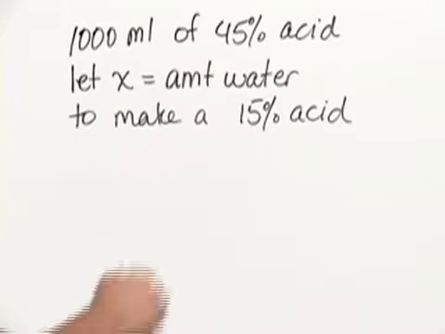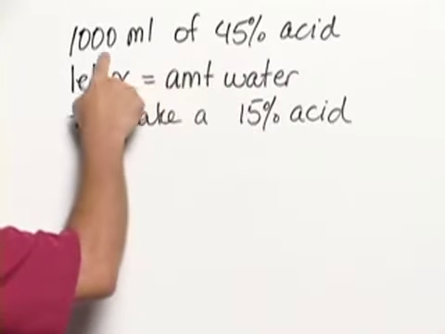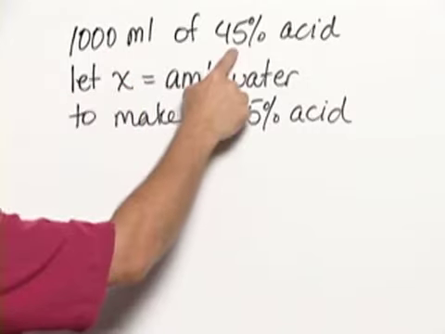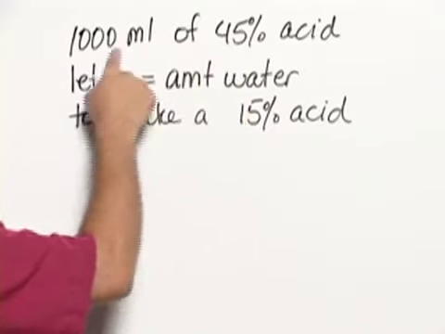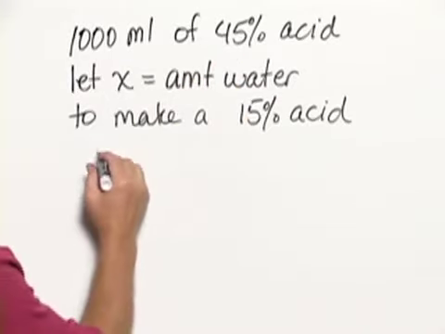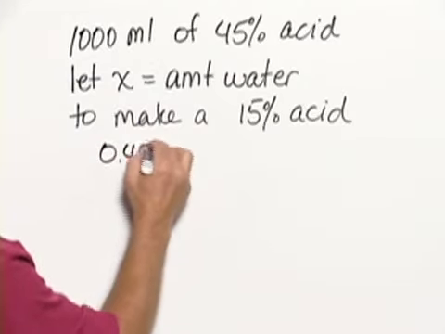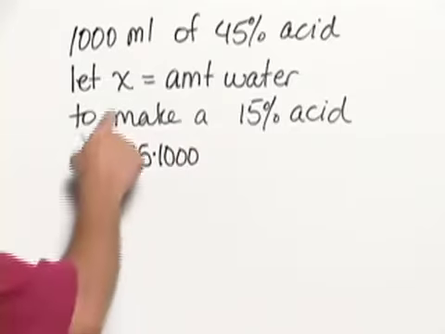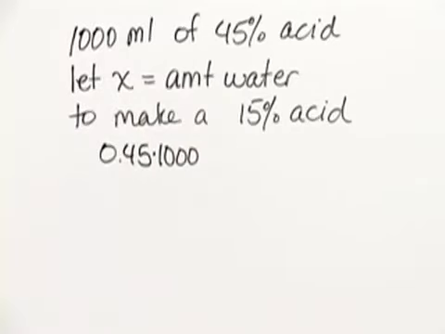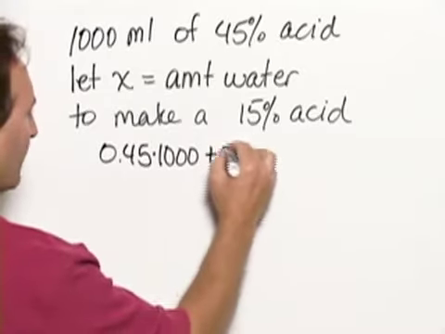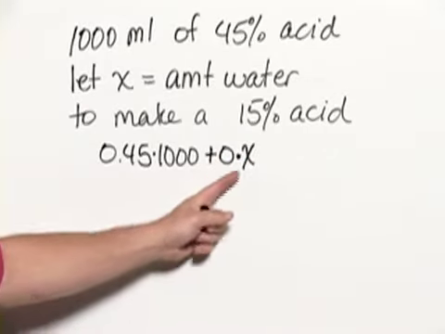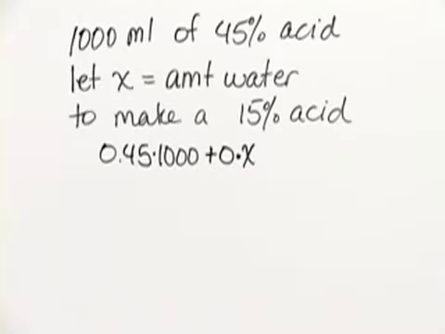For example, if we have a 45% solution and there's 1,000 milliliters, then the amount of acid we get is multiplying the 45% times the 1,000. In other words, 0.45 times 1,000 milliliters. Now we're going to add to that water. And water is 0% acid. But just to show that, it would be 0 times X. That is, the percentage is 0 that water contains with respect to acid.